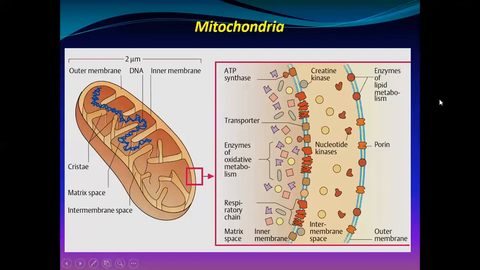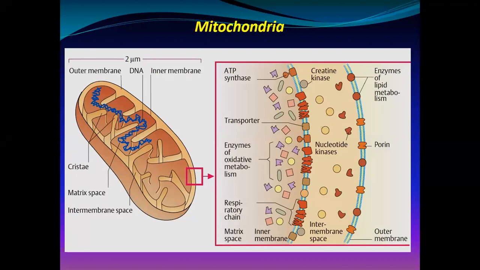Yes, sir. Okay, so now this is the mitochondria. In the mitochondrial outer membrane there is a transport molecule we call porin, and the enzymes for lipid metabolism, that means fat oxidation, are located in the outer membrane. The enzymes for oxidative metabolism, the respiratory chain, are located in the inner mitochondrial membrane. For ATP synthesis, an enzyme you will study later called ATP synthetase is also in the inner mitochondrial membrane.